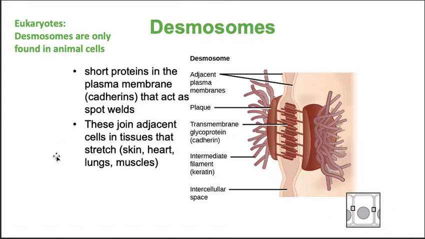Desmosomes are like really strong grips. These join adjacent cells, especially important when you think of skin or like muscles, hearts, lungs, things that need to stretch constantly. Like you take a deep breath, your lungs expand, and you exhale and they retrieve, right?